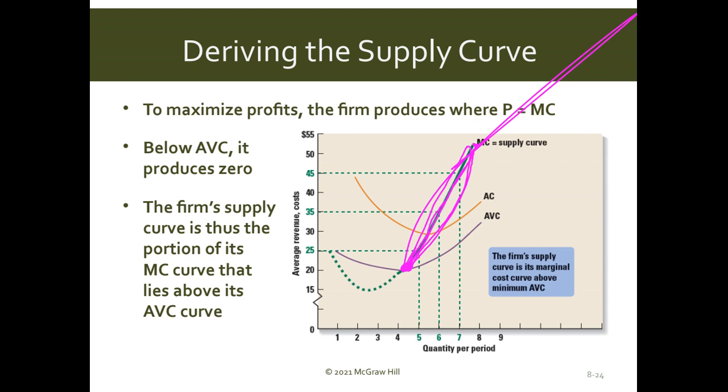So let me define the supply curve. The firm supply curve is the portion of its marginal cost curve that lies above its average variable cost. That is the supply curve of a firm operating under a perfectly competitive market structure.